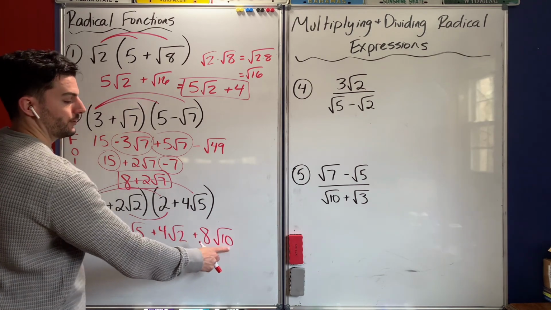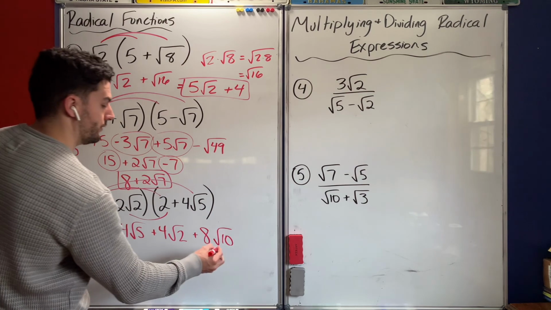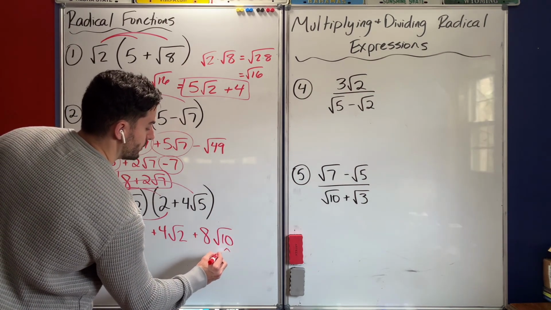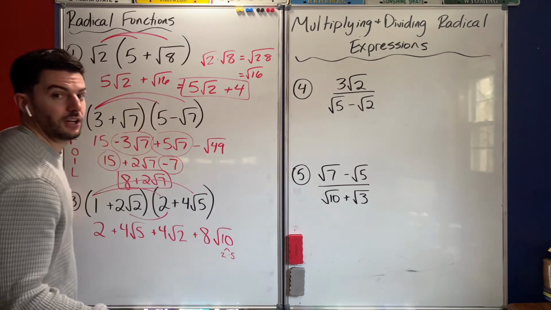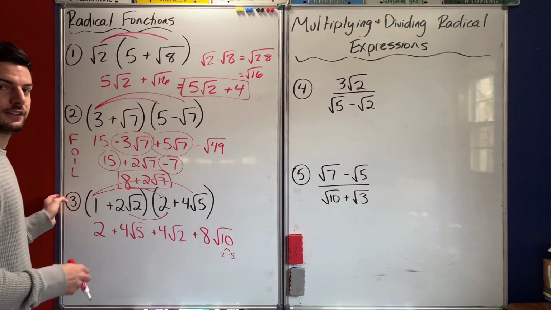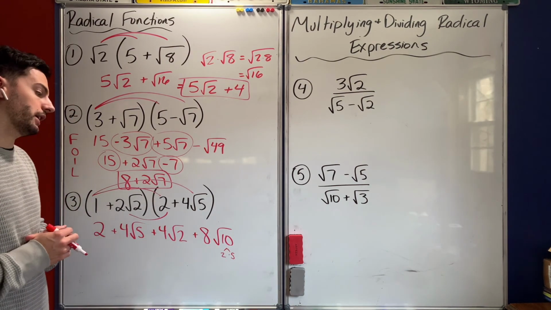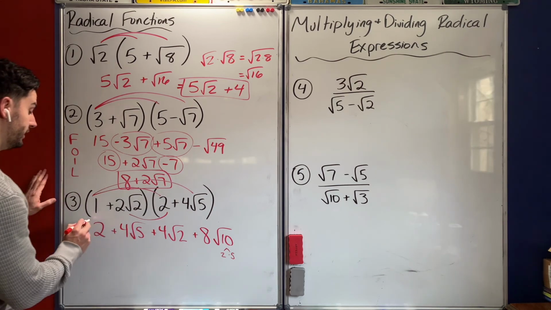And then 8 times the square root of 10. Can I simplify the square root of 10? Does it have any perfect square factors? No, right? You could just say 2 times 5 is 10, and neither of those are perfect squares, okay? So really, this is it.